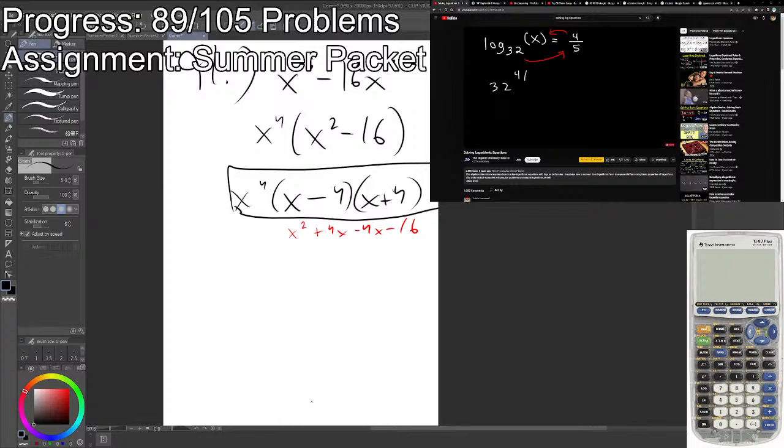And what is that equal to? What is 32 raised to the 4 over 5? How can we simplify this exponential fraction? So first, you want to find the fifth root of 32 and then raise it to the fourth power.